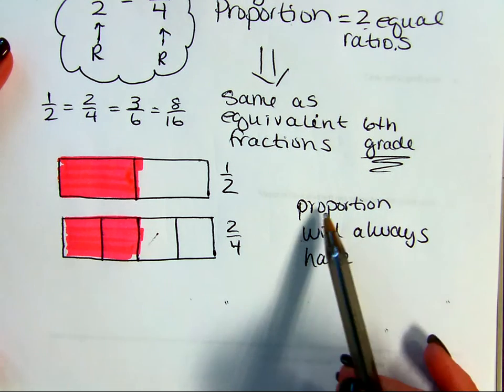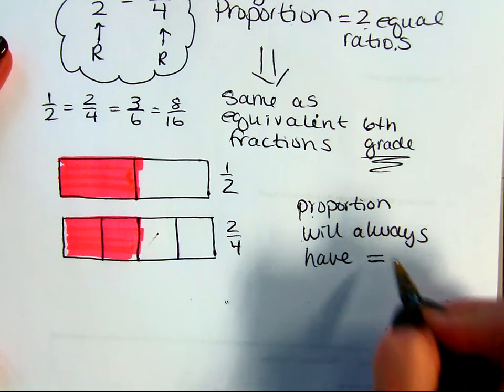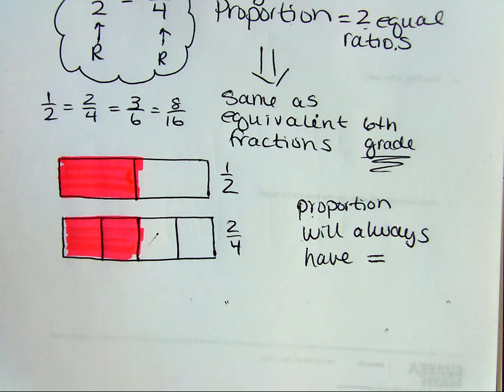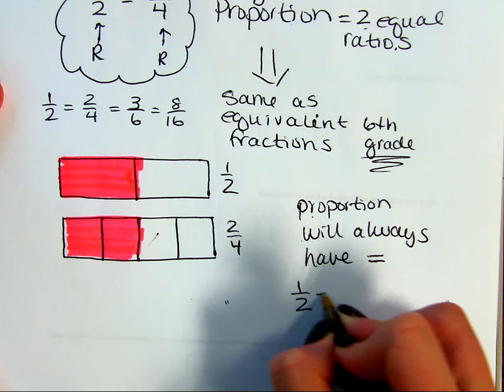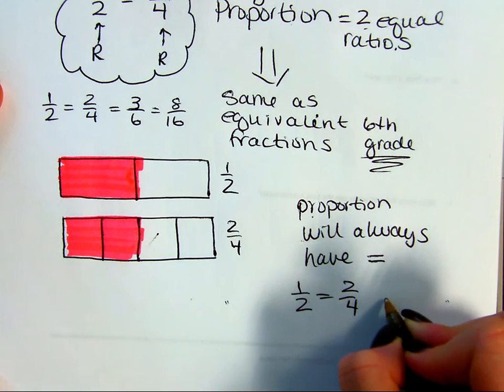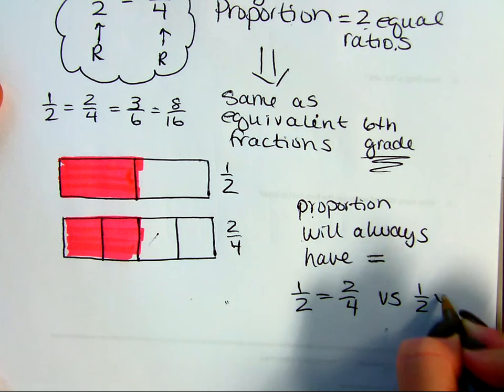Sorry about that. A proportion will always have an equal sign. So let's go back up here to 1/2 equals 2/4 and talk about the difference of 1/2 times 2/4.